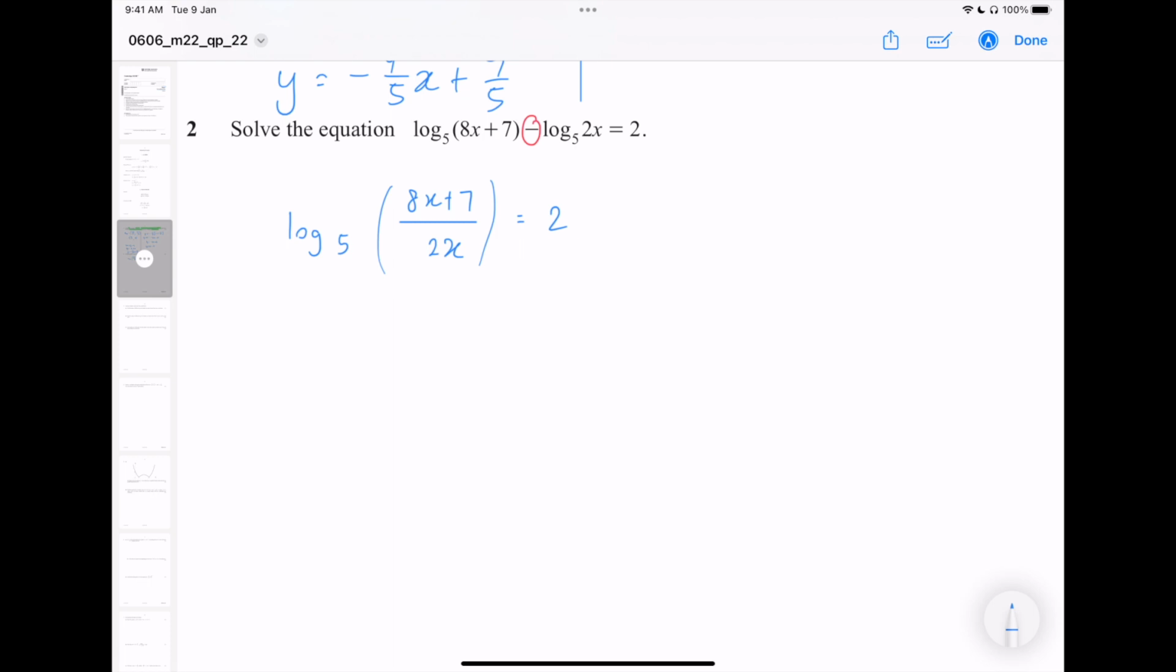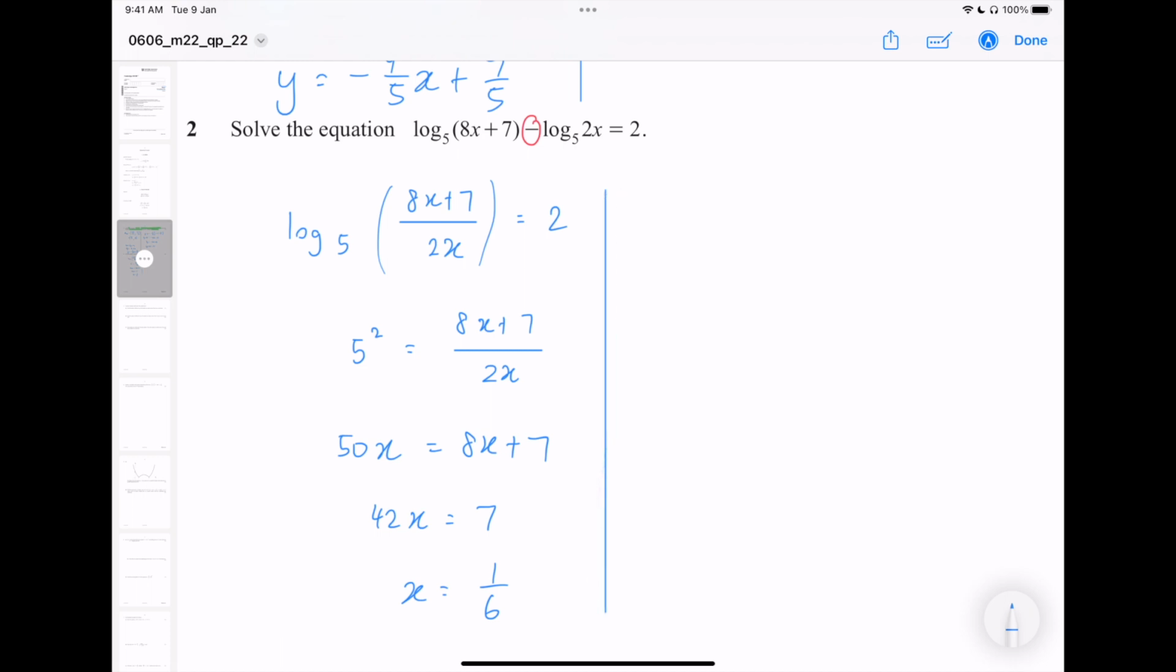Now, I can use my laws of logarithm and index. I can just change it back to indices. 5 squared is 8x plus 7 over 2x, which means 50x equals 8x plus 7. 42x equals 7, so x is 1 over 6. Now there's another way to do this that's more universal that you can apply to any question that you get, which is to change everything into logs.